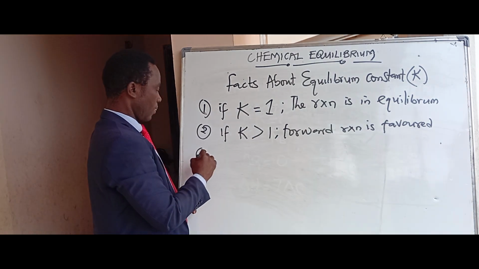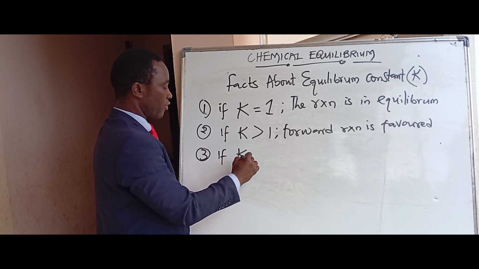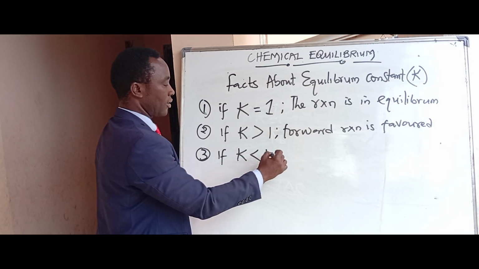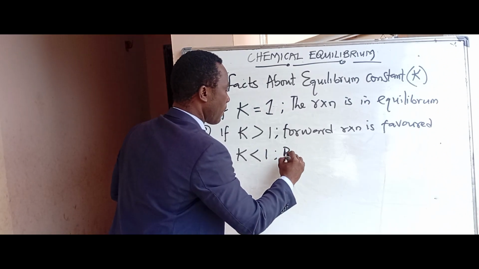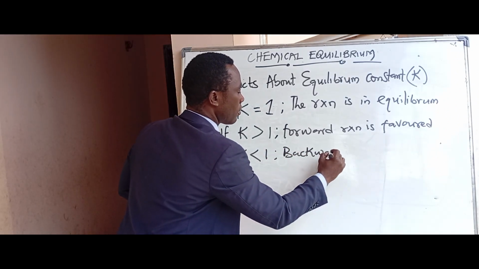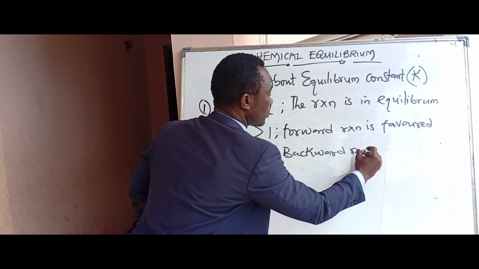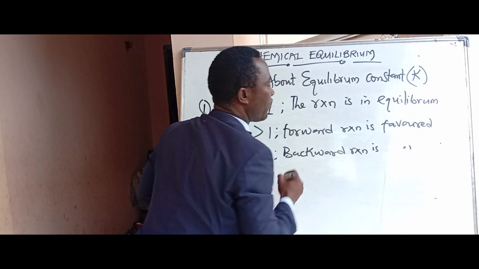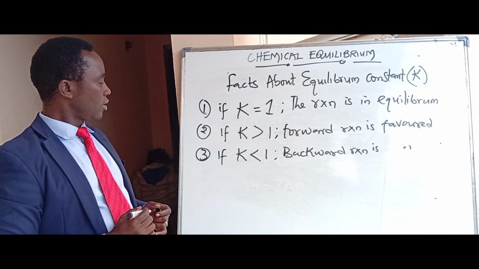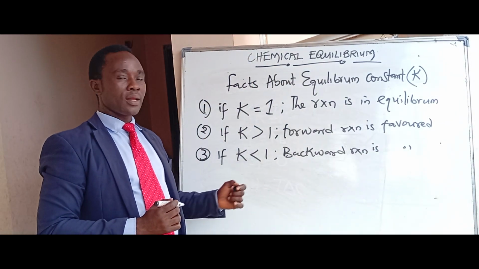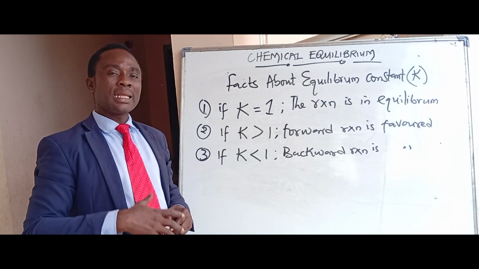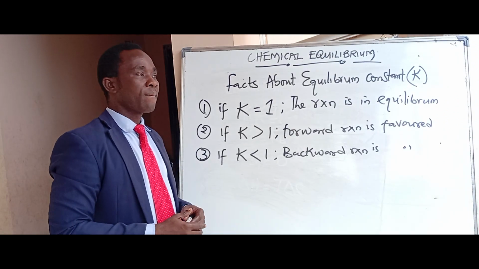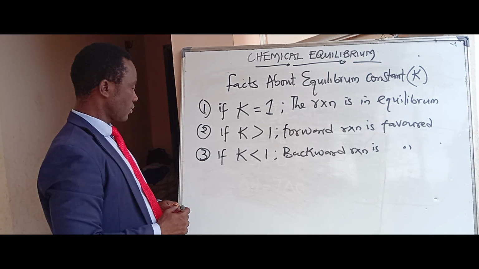Then number 3, if the equilibrium constant K of a reaction is less than 1, what does it mean? It simply means that the backward reaction is favored. If K is less than 1, the backward reaction is favored and the reaction will proceed far to the left.